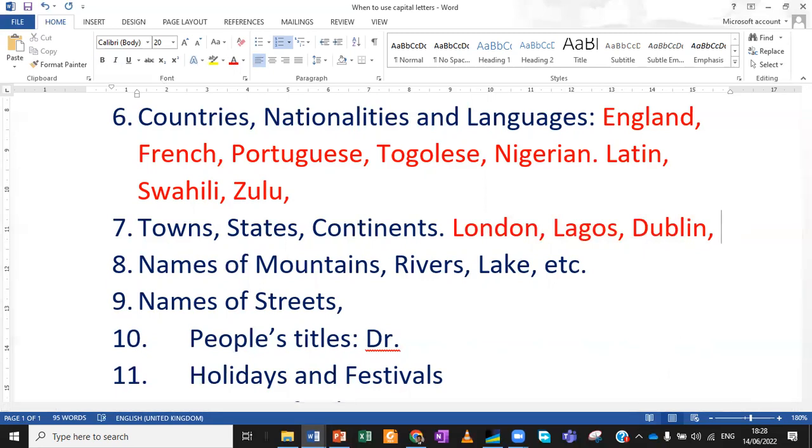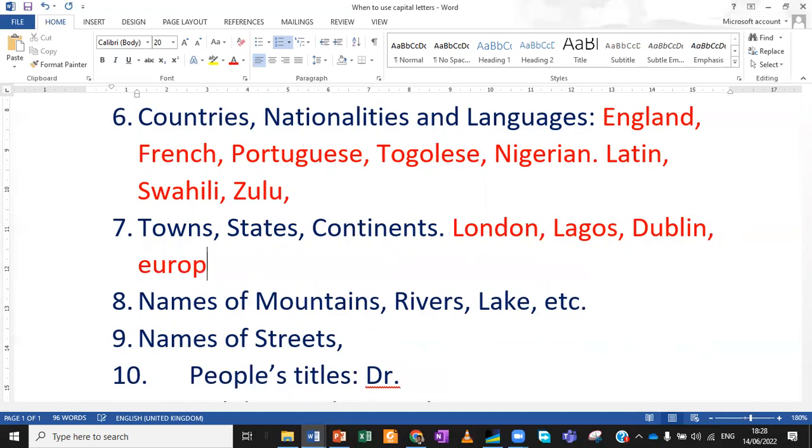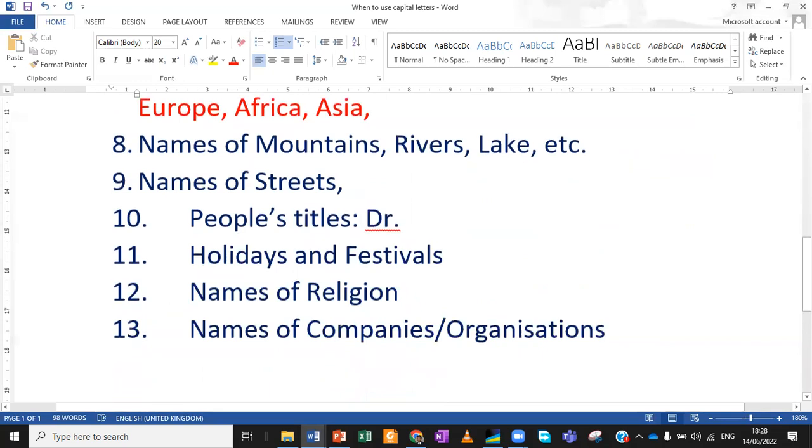Now, continents. If I say Europe, watch. You see it change? If I say Africa, it will change. If I say Asia, it's showing me red, right? Good. So continents too. Now, number 8.